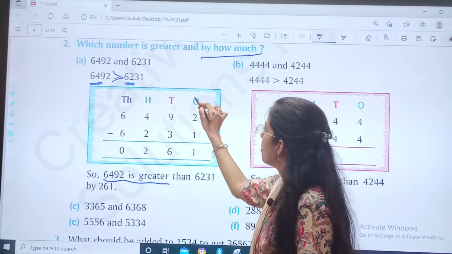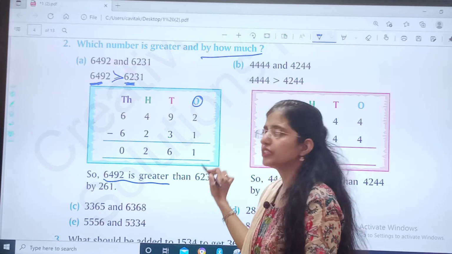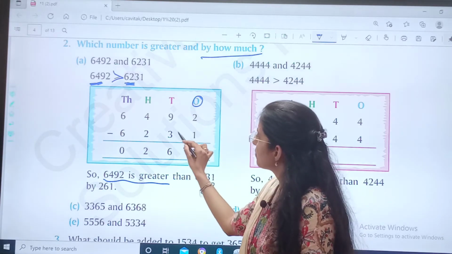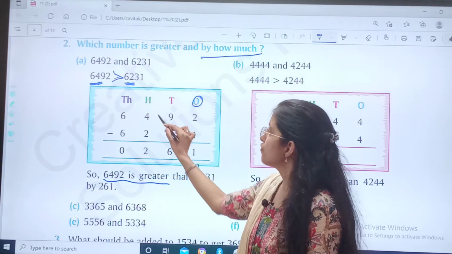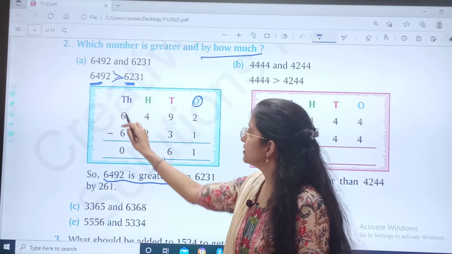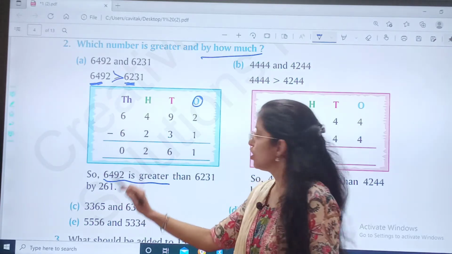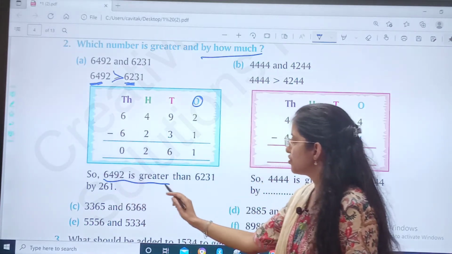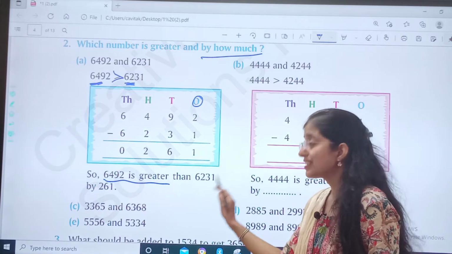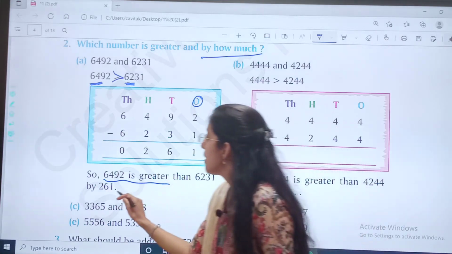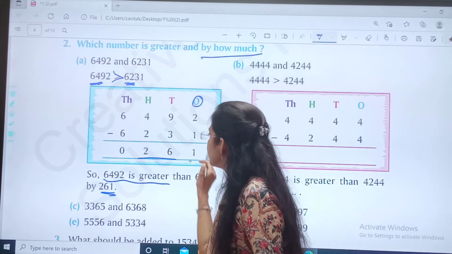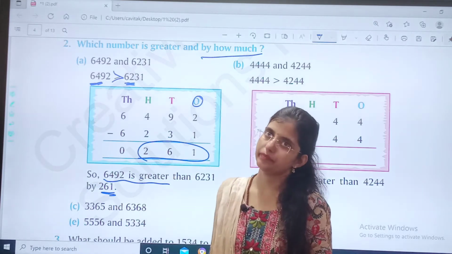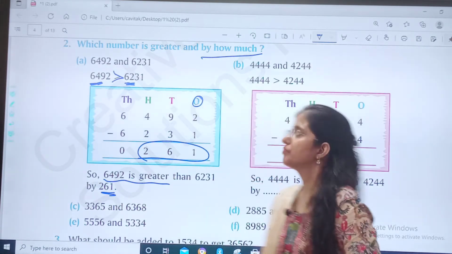Now we start from 1 space. 2 minus 1, 1. 9 minus 3, 6. 4 minus 2, 2. And 6 minus 6 is 0. So 6492 is greater than 6231 by 261. This is how you have to do.